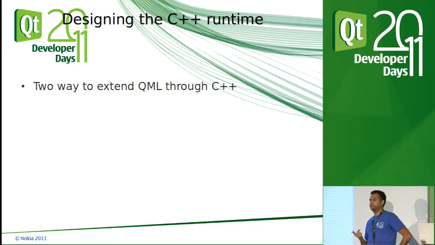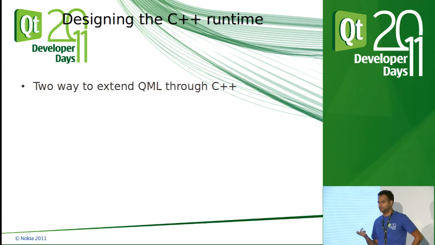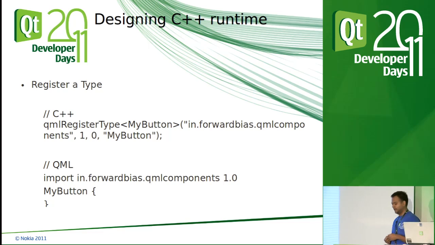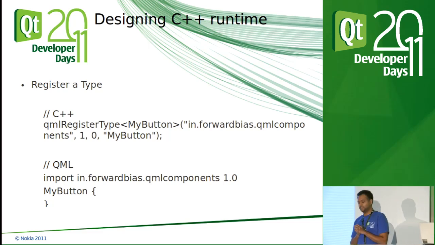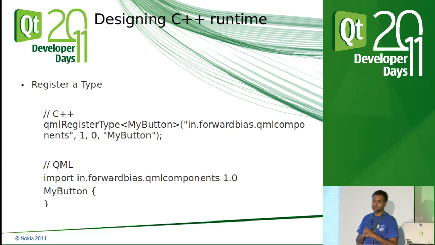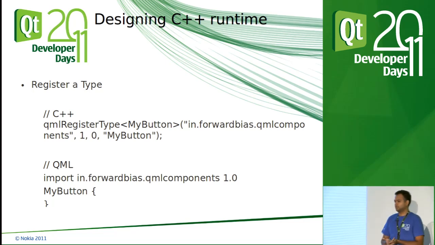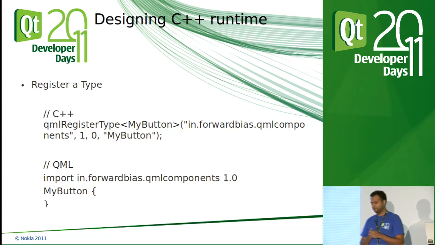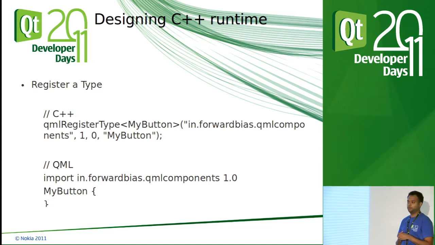So there are two fundamental ways by which you can extend QML through C++. The first way is by registering a type. You can take a C++ type and you can expose it to QML. This is the syntax. The code is really not important. What I want you to see here is the concept or the idea. You have a MyButton class in C++. You expose this to QML using qmlRegisterType. And then you have the QML code itself, which can create new MyButton objects. Fairly straightforward.